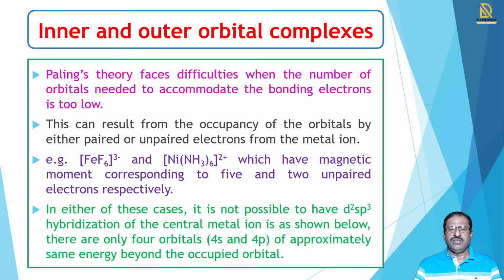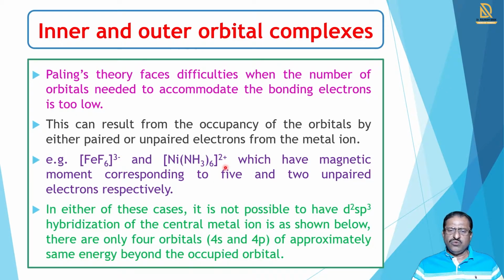Pauling's theory faces many difficulties when the number of orbitals needed to accommodate the bonding electrons is too low. This can result from the occupancy of the orbitals by either paired or unpaired electrons from the metal ions. To understand that, we can take the example of [FeF6]3-, and another example is [Ni(NH3)6]2+.